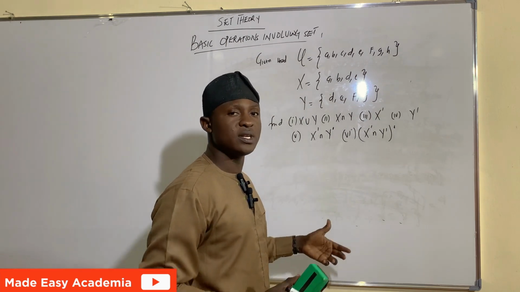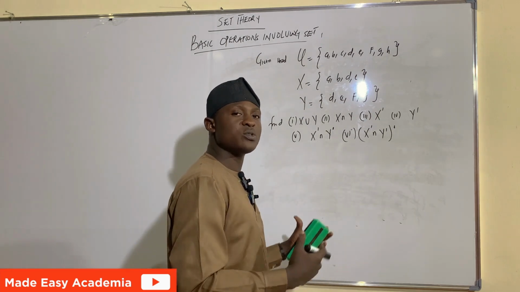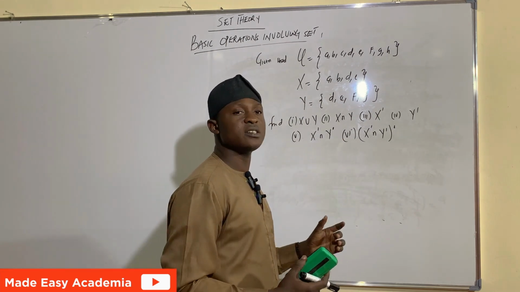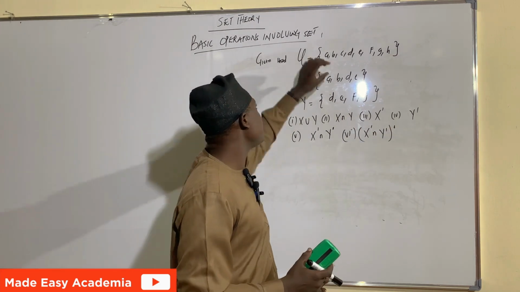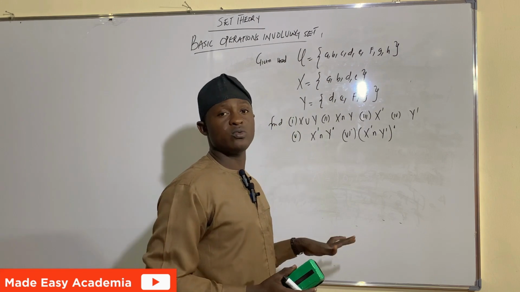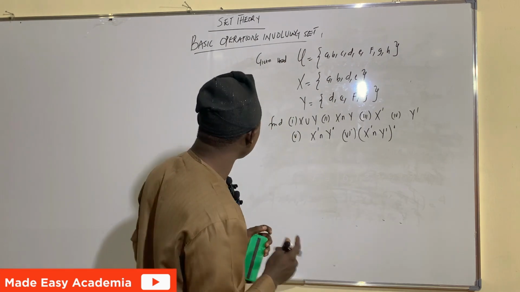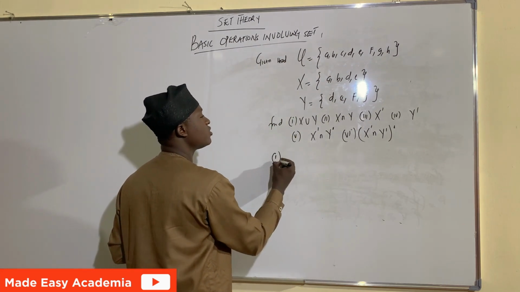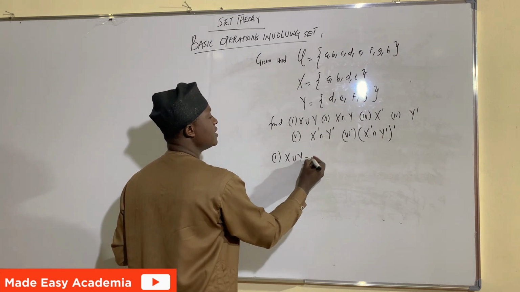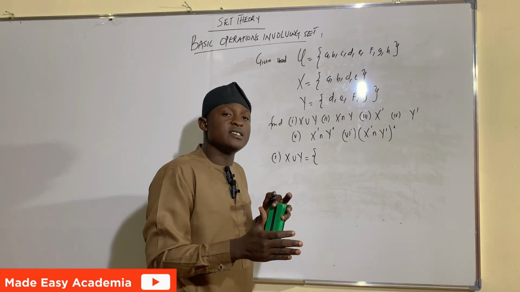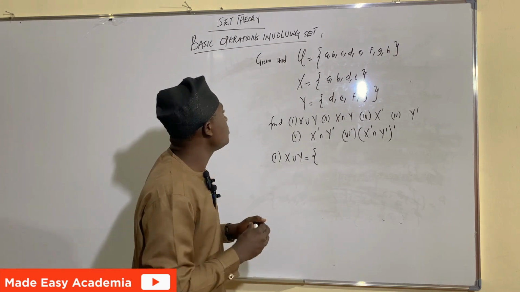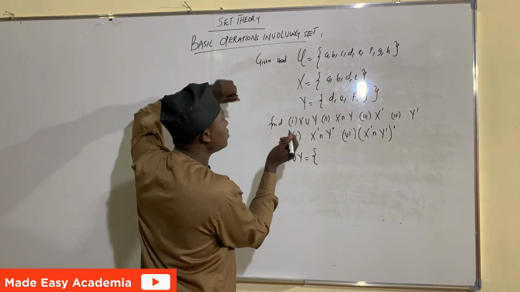We mentioned union, that is arrangement of a set from the lowest to the highest. We mentioned intersection, what we have in common, and we mentioned complement, what we have in the universal set but not in that particular set. So let's take them one after the other. The first one, they said X union Y. As I mentioned earlier, union simply means how we can arrange a set from the lowest to the highest. So if you look at the set X, let's look at it.